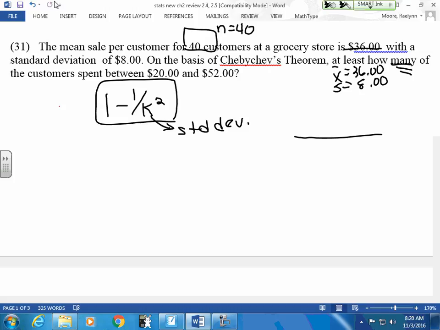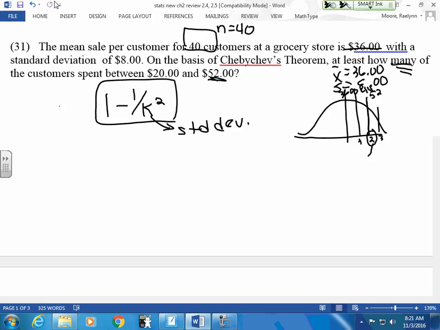Is it 2 standard deviations above the mean or 3 standard deviations? So I just start like this. This is my $36. My standard deviation goes up by 8. So I say $44, $52. Oops, I hit it, right? So how many standard deviations above the mean is that? 2. It will also be 2 standard deviations below the mean.